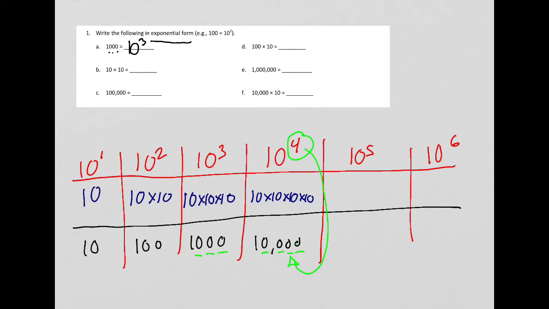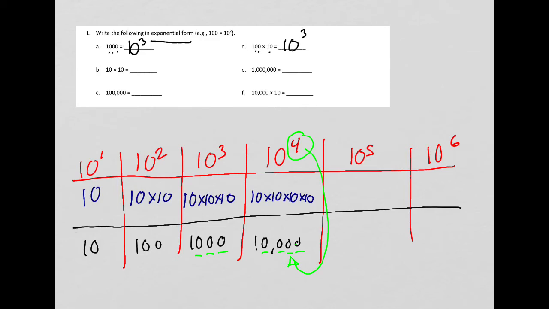So it's all connected together. So you're counting the zeros here. Even if you see something like D, where it's 100 times 10, you're still going to count the zeros. So you're going to do 1, 2, 3. There are 3 zeros. 100 times 10 is still 10 to the third power.